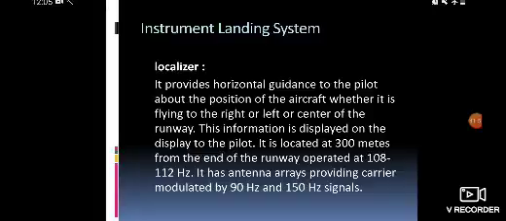So what is the use of the localizer? It provides horizontal guidance to the pilot about the position of the aircraft, whether it is flying to the right side, left side, or center of the runway. This information is displayed to the pilot. It is mainly located at 300 meters from the end of the runway, and operates at 108 to 112 MHz frequency. It consists of an antenna array, and it provides carrier modulation of 90 hertz and 150 hertz frequencies.